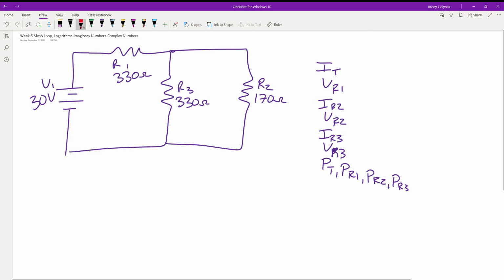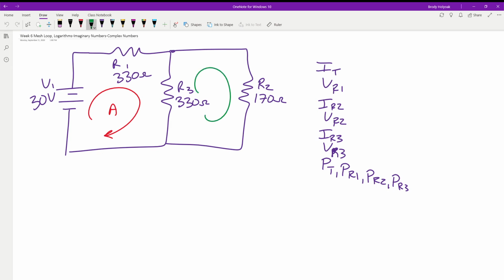So the first one, we'll label this one as loop A. We'll label this one as loop B. So again, the first step is we identify how many meshes we're going to have, how many loops. We're going to establish a direction of current. So in this case, remember, we're always going to establish it as clockwise, whether or not that's what actually happens. And in this instance, we're assuming conventional current, flowing from positive to negative. So just keep that in mind.